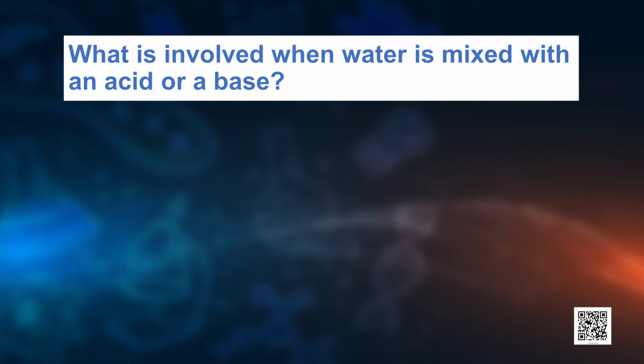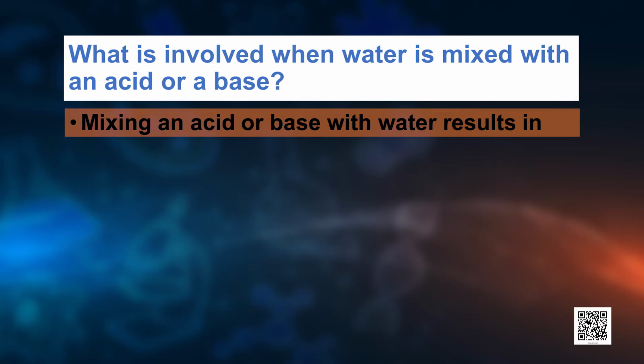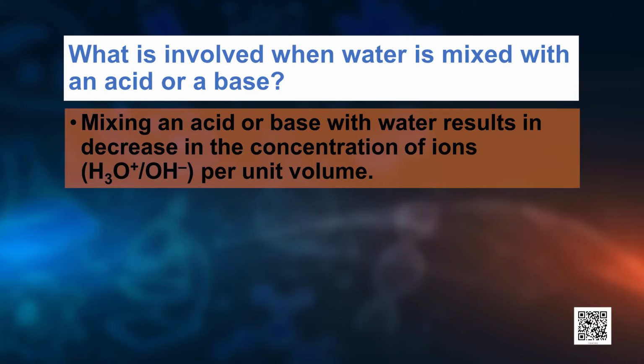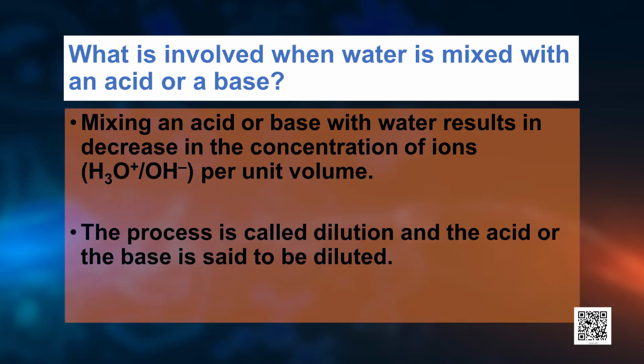So, when water is mixed in acids and bases, what happens? One is that H+ and OH- ions are produced. If we keep on adding water to acids or bases, will it impact the concentration? Yes. Mixing an acid or base with water results in a decrease in the concentration of ions, that is the hydronium ions for acids and hydroxide ions for bases per unit volume. This process of decrease in concentration by adding water is called dilution, and the acid or the base is said to be diluted.